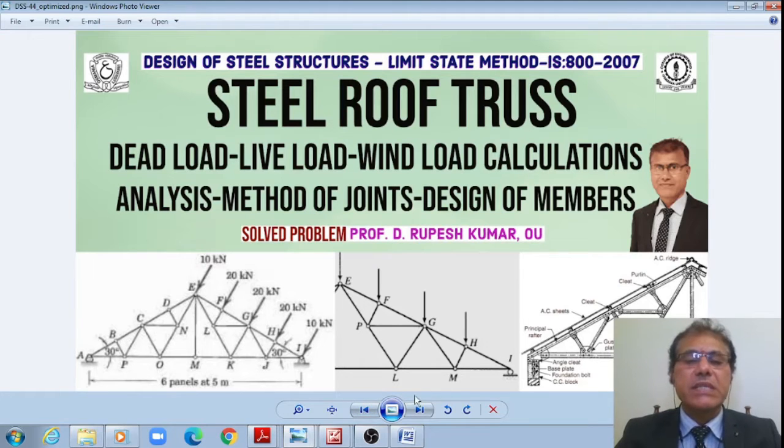In today's class, we shall see the designs of these different members, right? However, in today's class, we shall see the design of the top chord member, this top chord member, as well as the bottom chord member only, right? Now, let us move to the discussions.